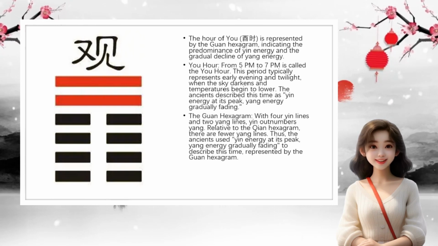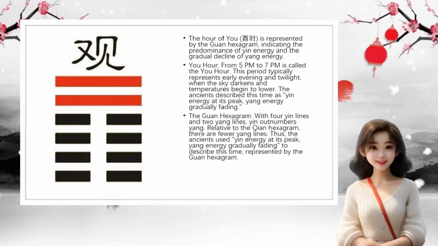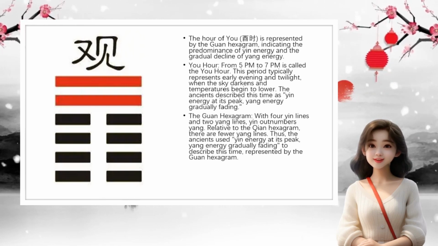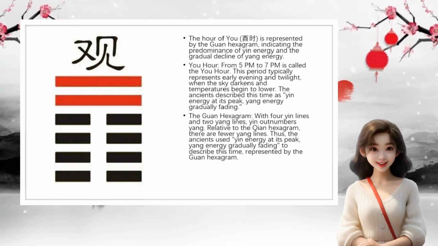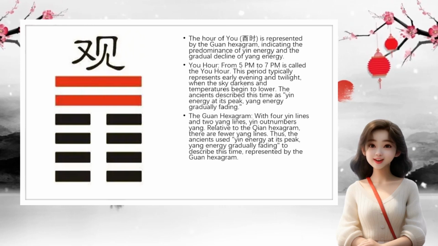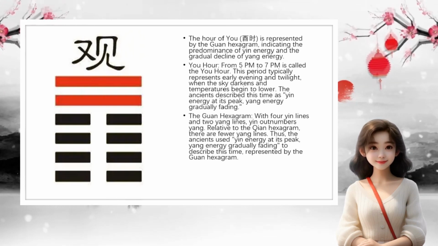The Guan hexagram, with 4 yin lines and 2 yang lines. Yin outnumbers yang. Relative to the Qian hexagram, there are fewer yang lines. Thus, the ancients used yin energy at its peak, yang energy gradually fading, to describe this time, represented by the Guan hexagram.